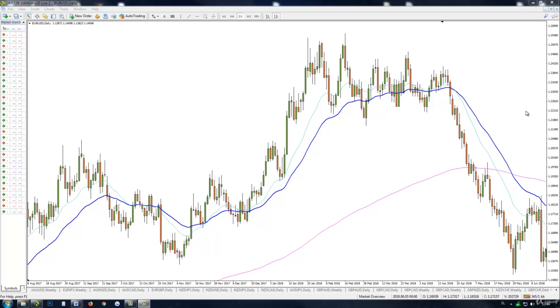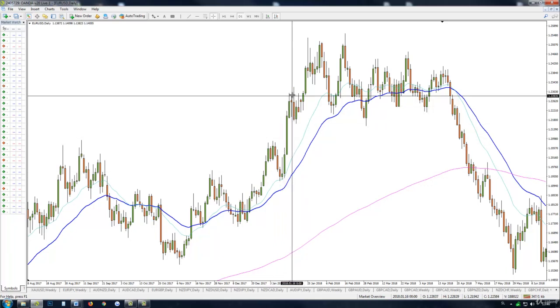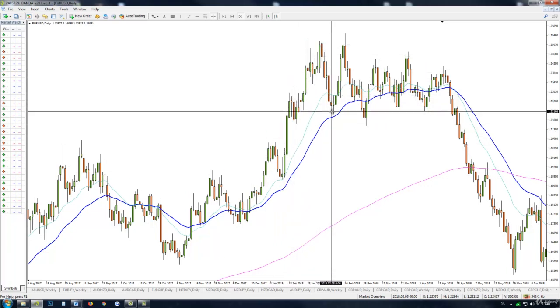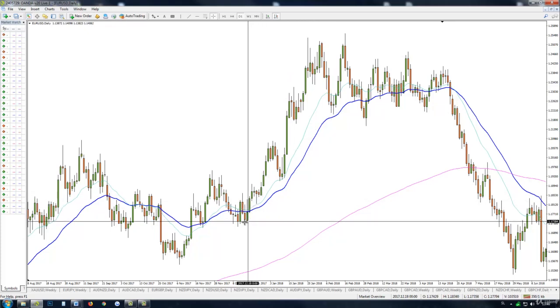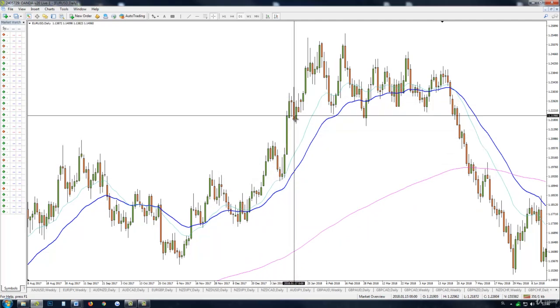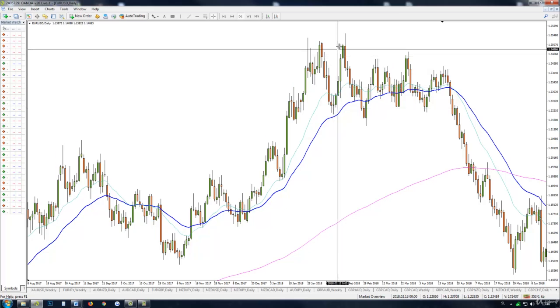Alright guys, so now we understand what is actually inhaling and exhaling. In this case, inhaling and exhaling, inhaling and small exhale, inhale and bigger exhale. So what we're looking for, in other words, is impulse leg, retracement, impulse leg, retracement, impulse leg, retracement, and then we have a retest.